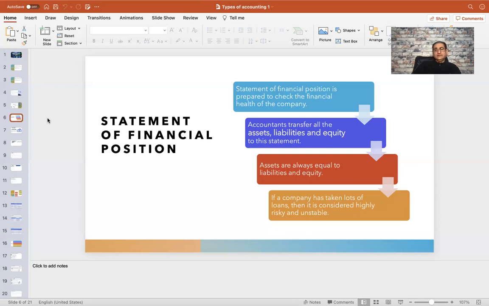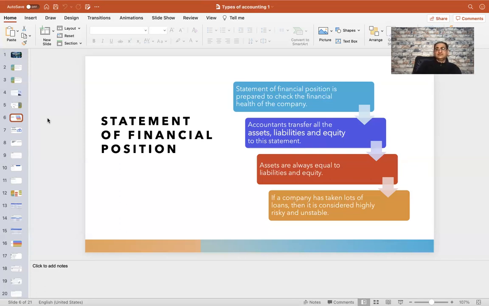Okay, so accountants transfer all the assets, all the liabilities, and equity to the statement of financial position. And one more point which is very important is that assets are always equal to liabilities and equity. And why are both these sides equal? Because business organizations need funds, and these funds are generated by taking loans or investors investing money in the business. So that is how the funds are generated.